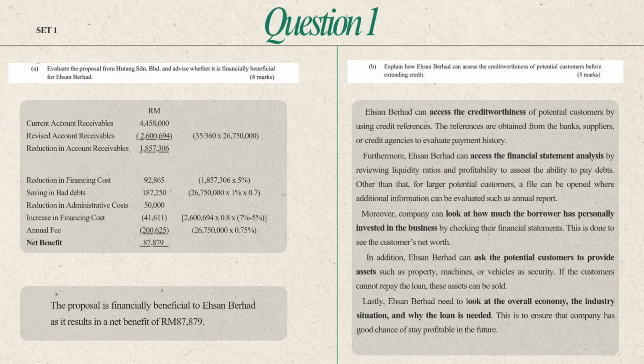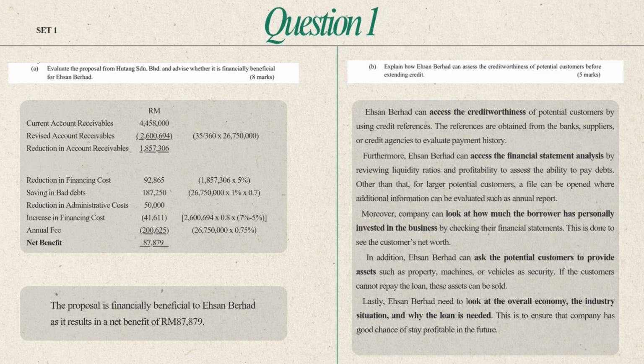Step 4, which is the final step, is to compare the two states, which is the current state and the proposed state. We subtract all the new costs from the incremental profit. If the result is positive, Ehsan Berhad should proceed. For part B, we look at how Ehsan Berhad decides who actually gets credit.